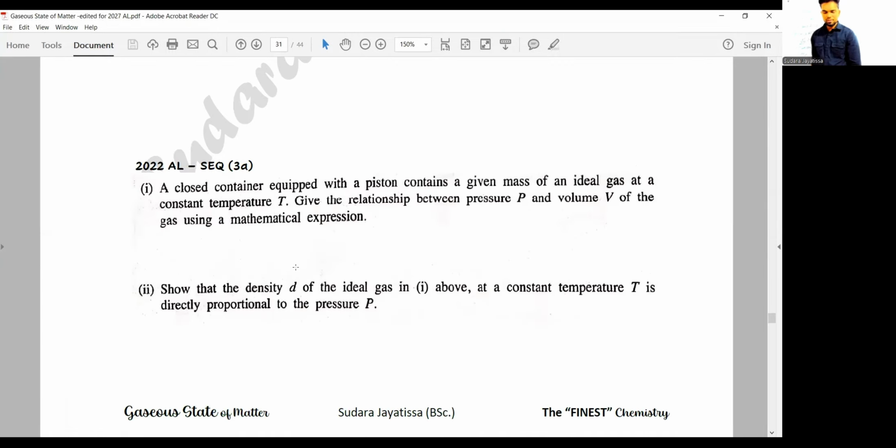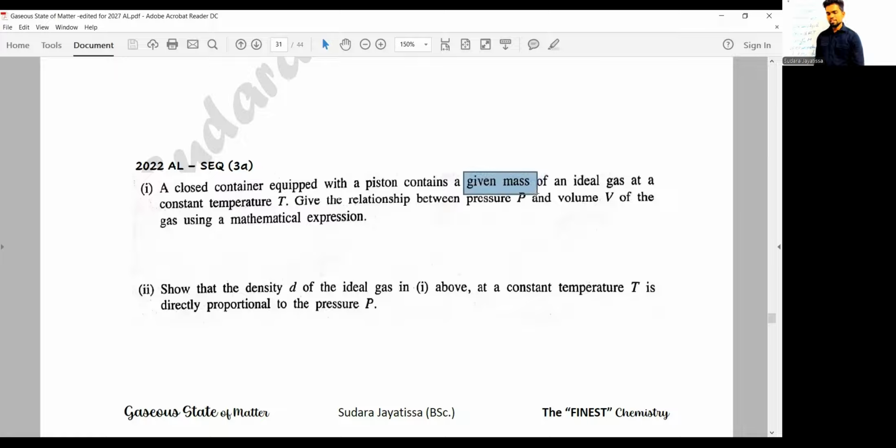Okay, here, look at this. A closed container equipped with a piston contains a mass of an ideal gas at a constant temperature T. Give the relationship between pressure and volume of the gas using a mathematical expression. So look at how they are giving it. They are asking for the PV relationship, and constant temperature is given, and a given mass is also there. So let's highlight that part.